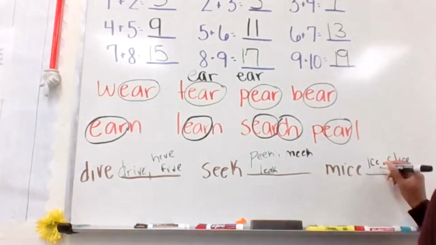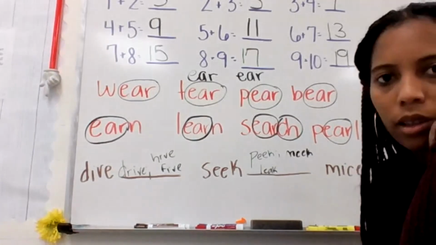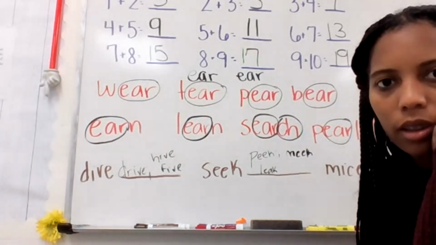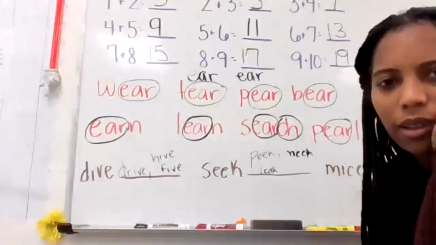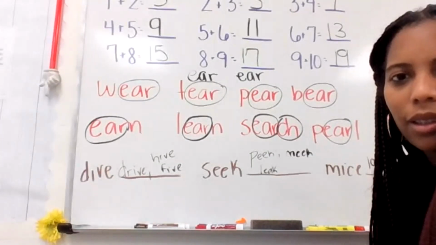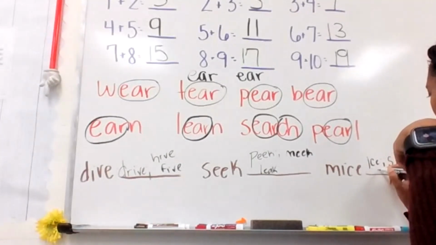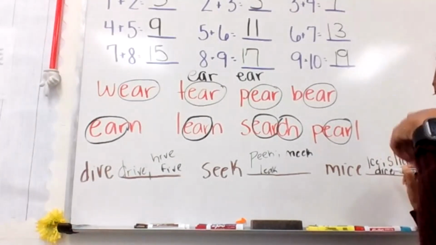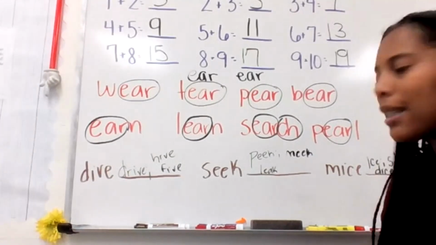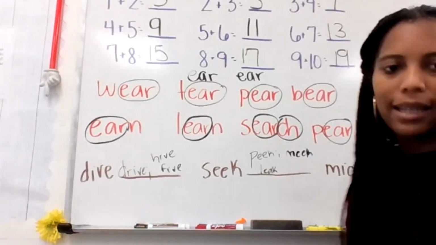Dice, maybe. Ties. I don't know that word. Dice. Okay. So we have mice, ice, slice, dice.